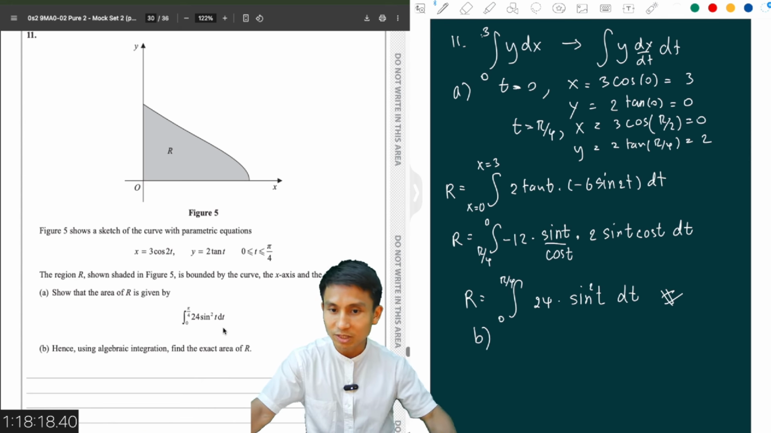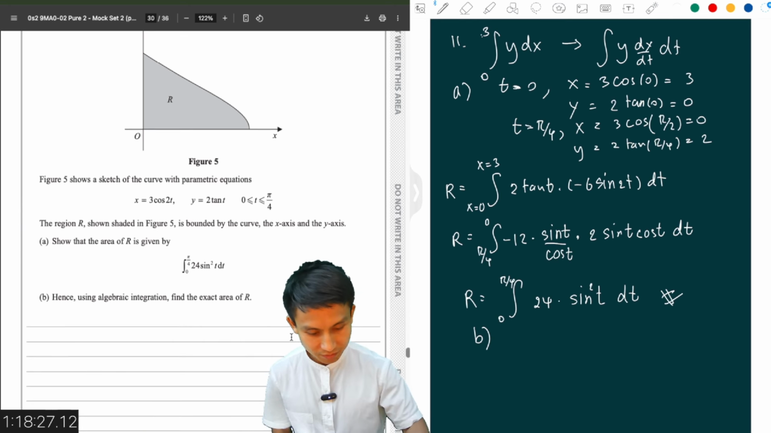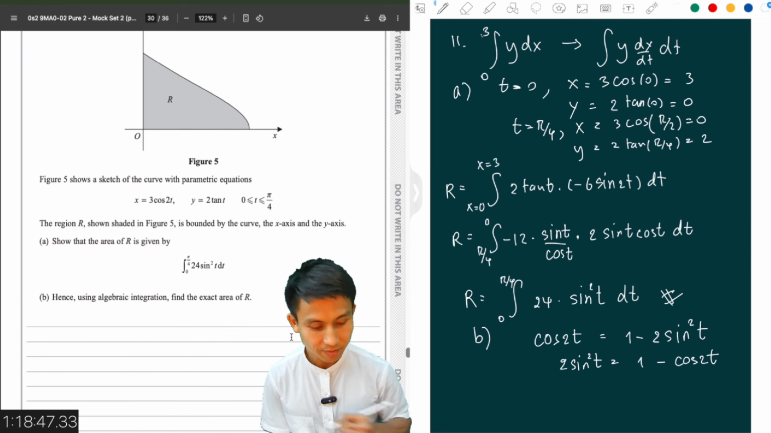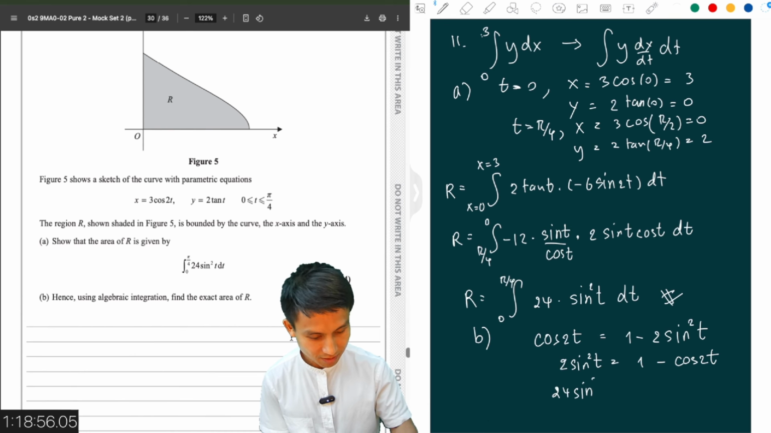Part B. Now we have to integrate, I guess. Hence, using algebraic integration, find the exact area of R. All right, so classic. This is sine squared. It's not hard. You just have to know the double angle formula, cos 2t equals 1 minus 2 sine squared t. Okay? So if we make 2 sine squared t the subject, we get 1 minus cos 2t, right? And then because we are integrating 24 sine squared t, if I multiply that by 12 on both sides, I'm going to get 12 minus 12 cos 2t there.